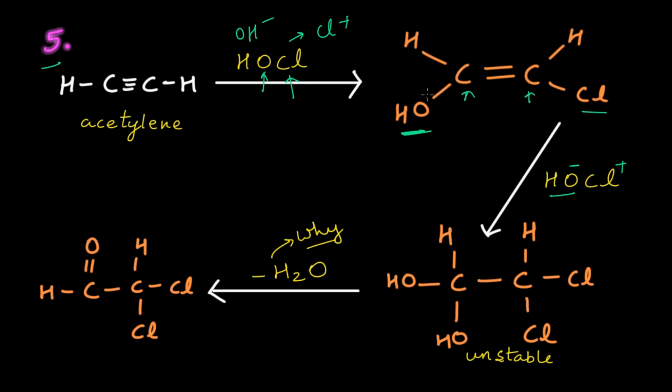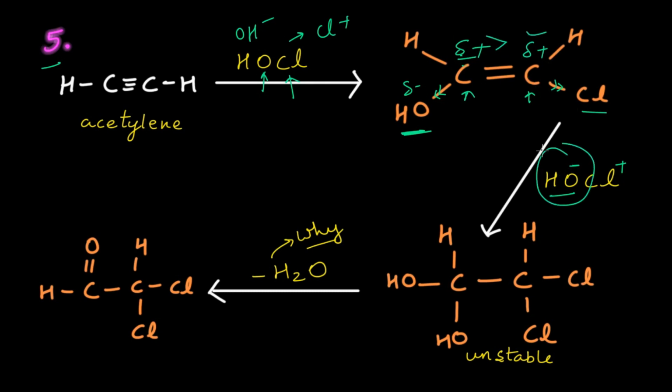Since oxygen is highly electronegative, it will attract the bonded electron towards itself, creating a small positive charge on this carbon, right? And small negative charge on oxygen itself. Chlorine is also electronegative, it will also give delta positive charge on this carbon, but the delta positive on the oxygen-bearing carbon is greater than this one, right?